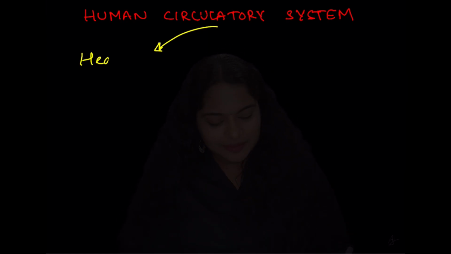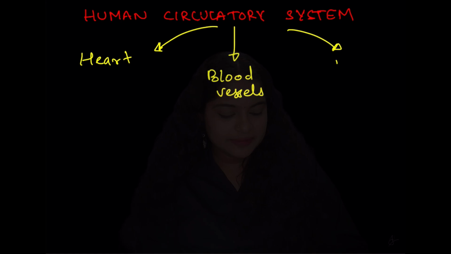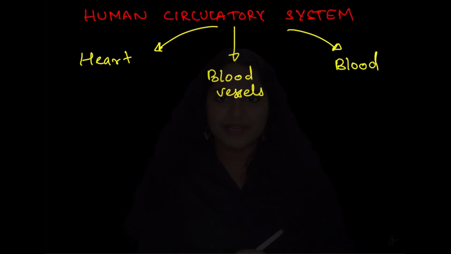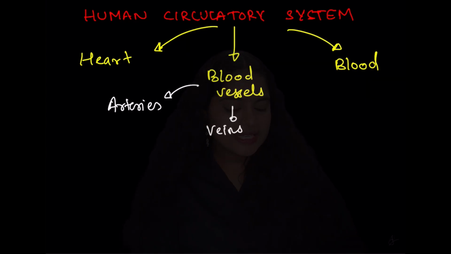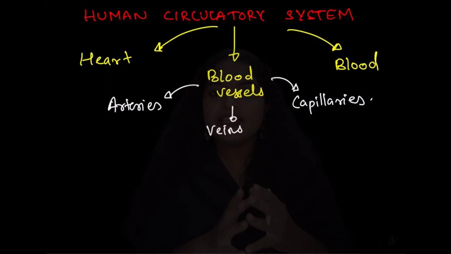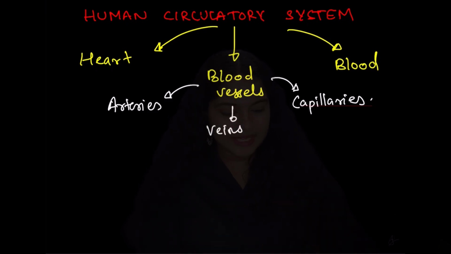Now next we are going to learn the human circulatory system. The human circulatory system consists of the heart, blood vessels and the blood. We have already finished our blood. Now we will see the human heart and blood vessels. First we will see blood vessels. The blood vessels include arteries, veins and capillaries. First we will see the structure of arteries, veins and capillaries.